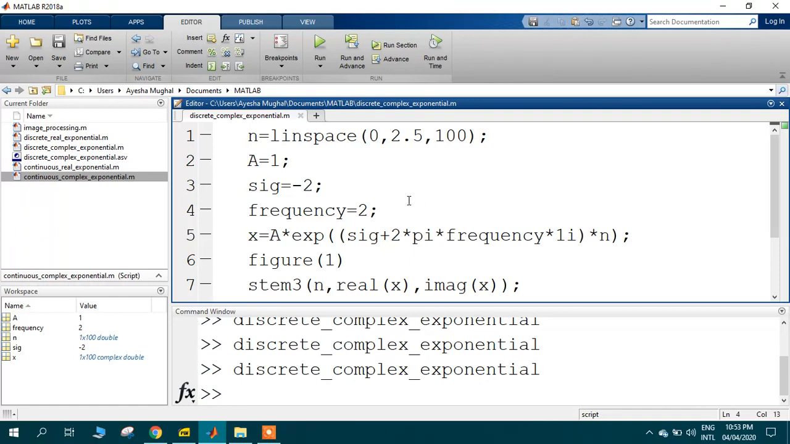I hope guys you have liked this video and your concepts regarding discrete time complex exponential functions are clear, and now you know how to plot a complex exponential function, how to plot their imaginary and real parts separately, and how to plot this function in 3D.